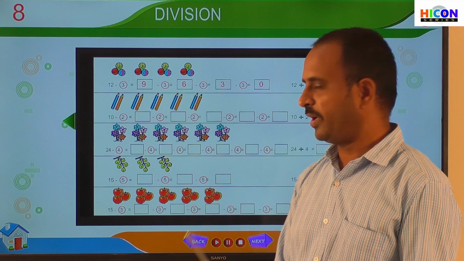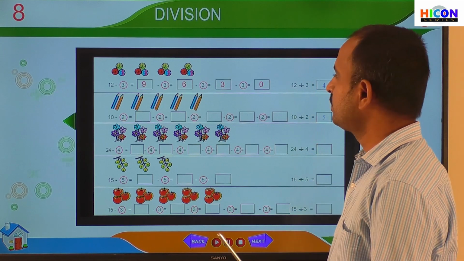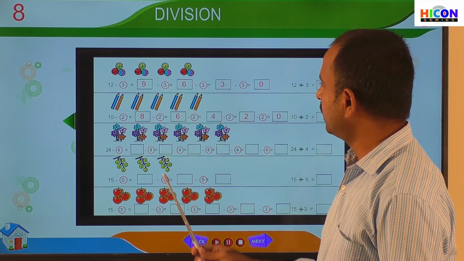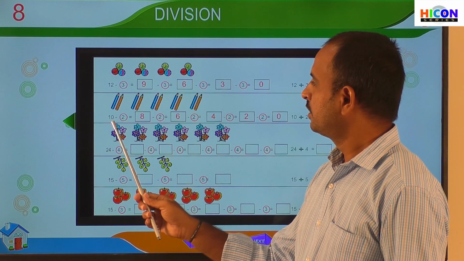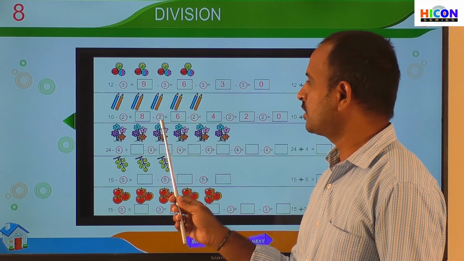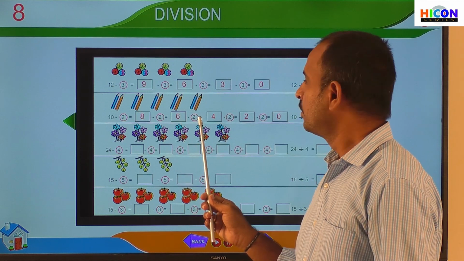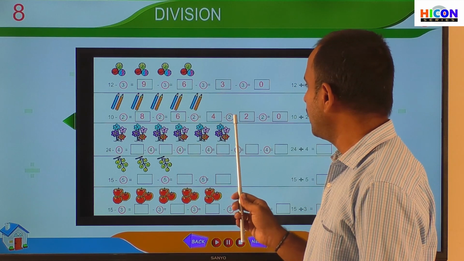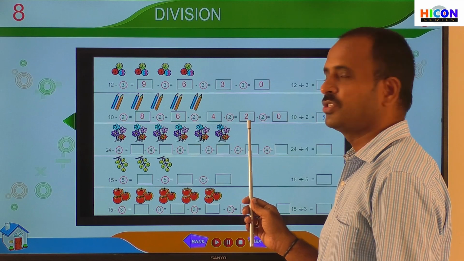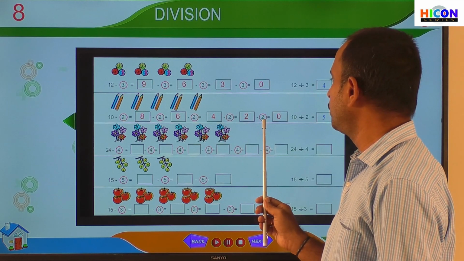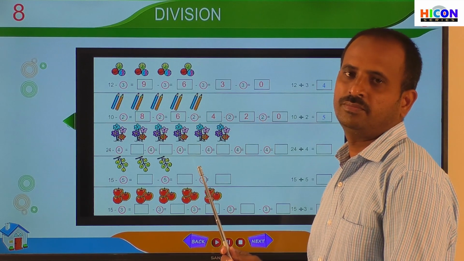So the answer is 5. So write 5 here. So children, look at the picture. Here, we have 8, we subtracted 2 and got 6, again we subtracted 2 and got 4, again we subtracted 2 and got 2, again we subtracted 2, finally we got 0.